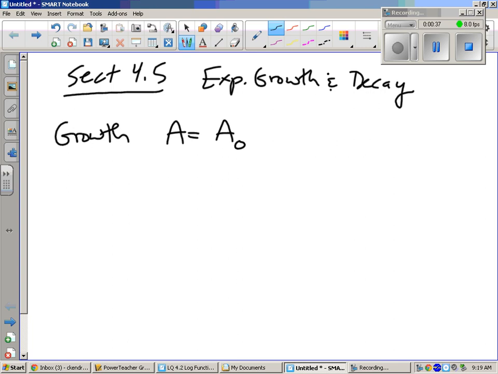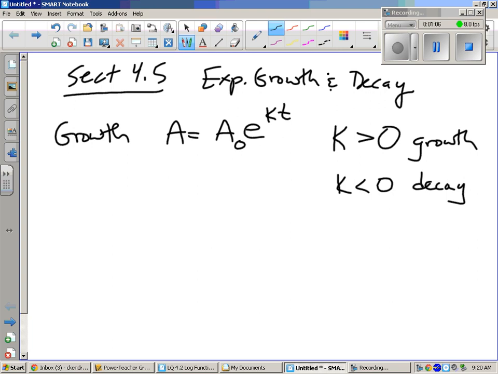A equals A sub 0 e^(kt). In the past, you might have used P and then r was the k, so the PERT formula. This is just a little bit different. Growth is when k is larger than 0, so that's how you know it's a growth formula. Okay, we'll write that next to it. And if k is less than 0, then we know it's a decay problem.